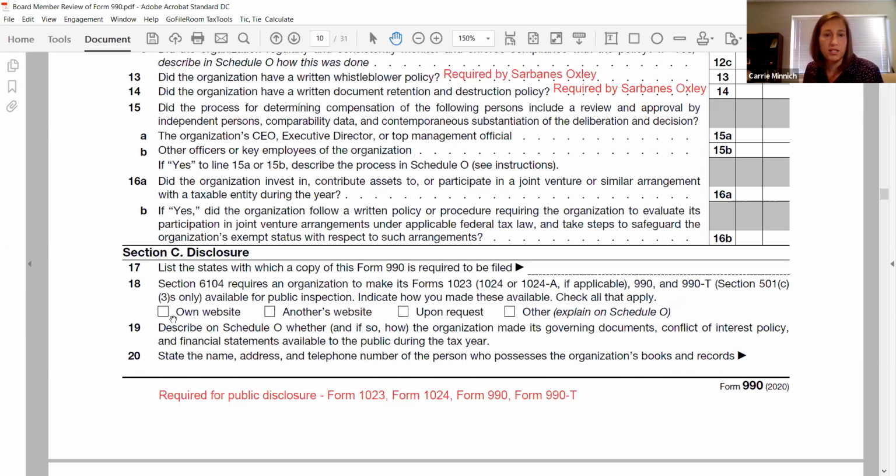You can put these items, your 1023, 990, on your own website. Sometimes they are provided on another's website. Now, another's website does not mean GuideStar. So if your 990 is available on GuideStar and that's the only other person's website, you cannot answer this question. GuideStar does not count as another's website because that's just all pulled from the IRS website. And then usually upon request is what most people check there.